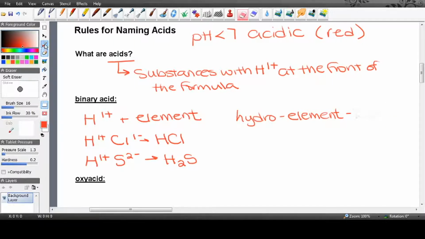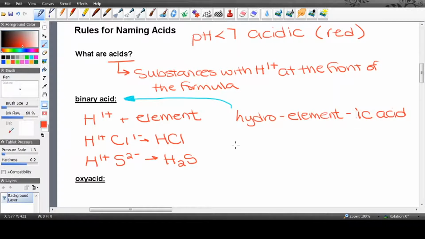I'm going to change the ending to -ic acid. Now, this hydro in the front does not stand for the hydrogen, okay? This hydro in the front is telling us that the acid is a binary acid, okay? So the hydro means that it's binary. It does not mean hydrogen. The fact that it's an acid at all means that there's hydrogen, okay? So don't associate that hydro with hydrogen, associate that hydro with binary.